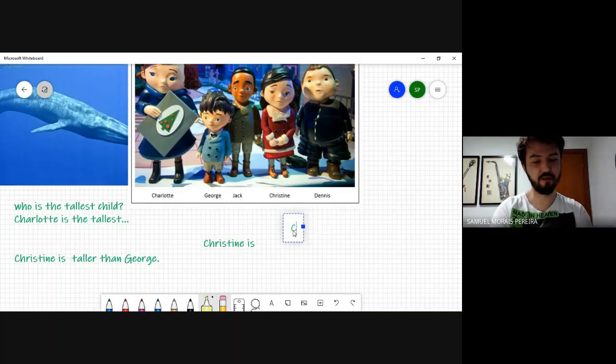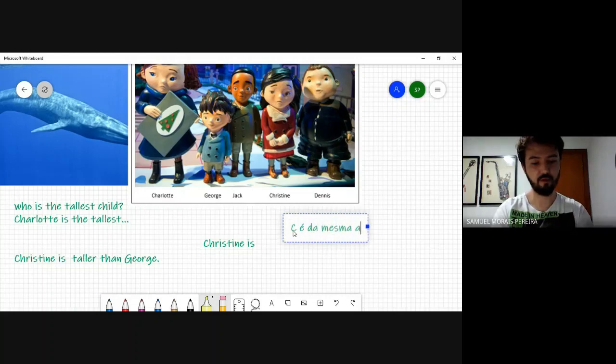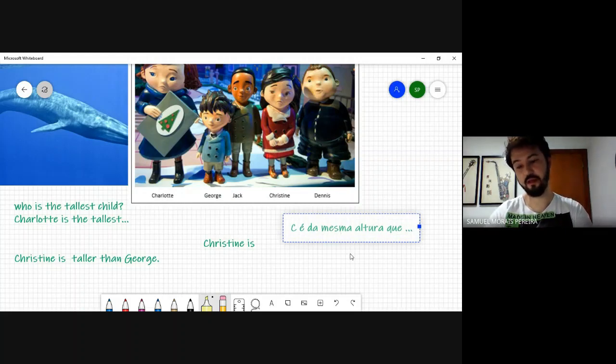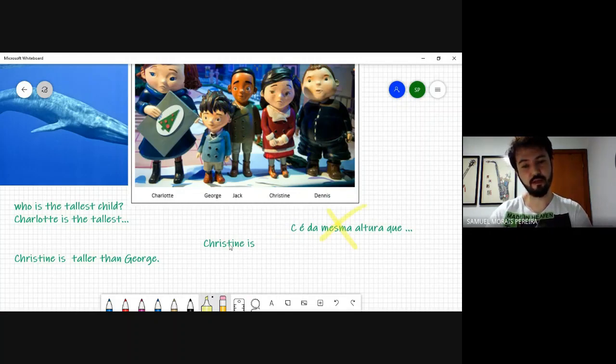Eu vou escrever, ó. Christine é da mesma altura, né? Que você quer falar? Isso. É da mesma altura que fulano, né? Da mesma altura que fulano. Em inglês, o problema, Katya, é que in English, they don't say like this. You have to say something like this.